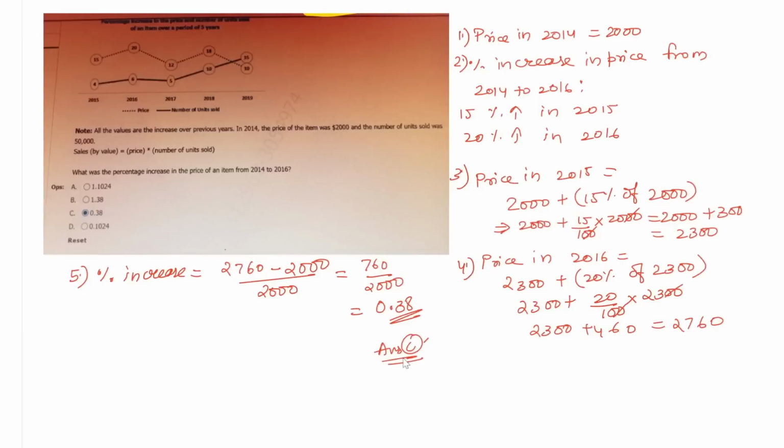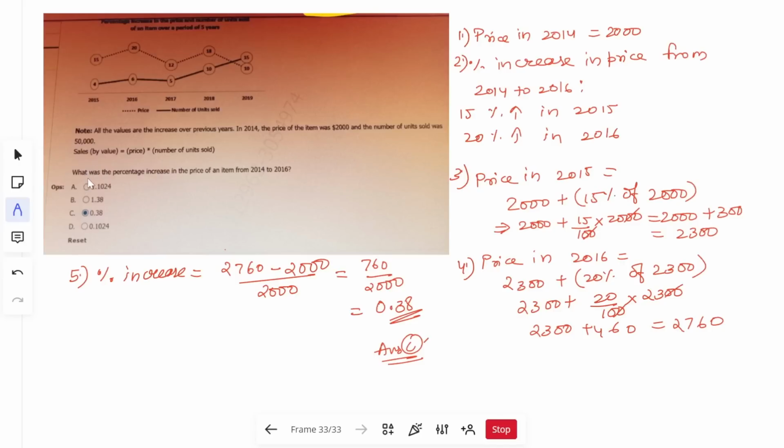Let's look at this question that we have. This is a question based on a graph, guys. You will be given a graph and you are asked some questions. Let's see the note first of all. All the values are increased over previous years. In 2014, the price of an item was $2,000 and the number of units sold was 50,000. So sales by value is equal to price into number of units sold.